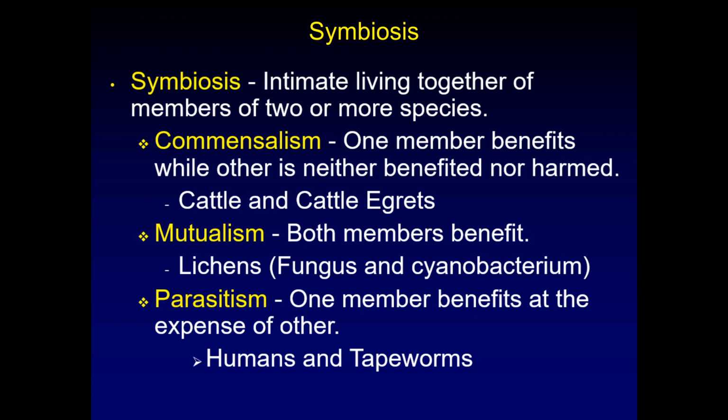Another example is Plasmodium, which causes malaria. It's a blood parasite, gets into your blood, consumes your red blood cells, reproduces, and then disperses itself using mosquitoes as its animal vector. And so there's a ton of different examples for parasitism. Parasitism is usually everyone's favorite.